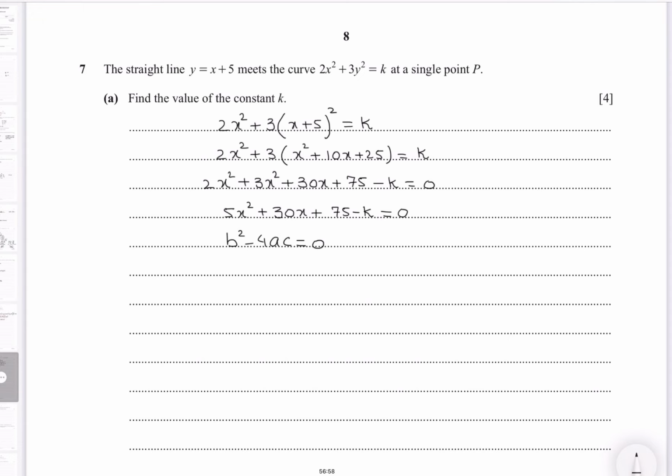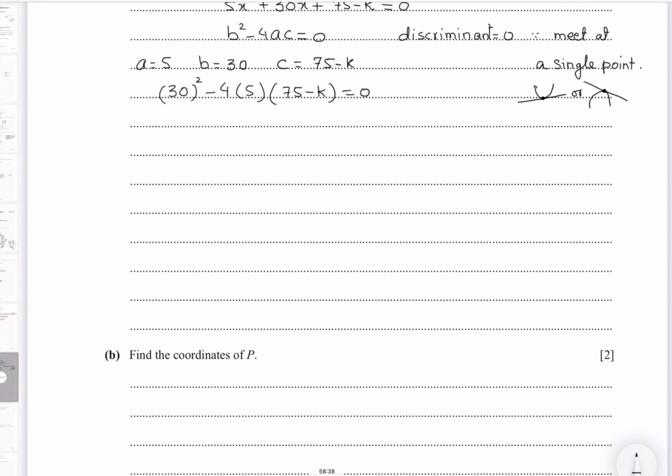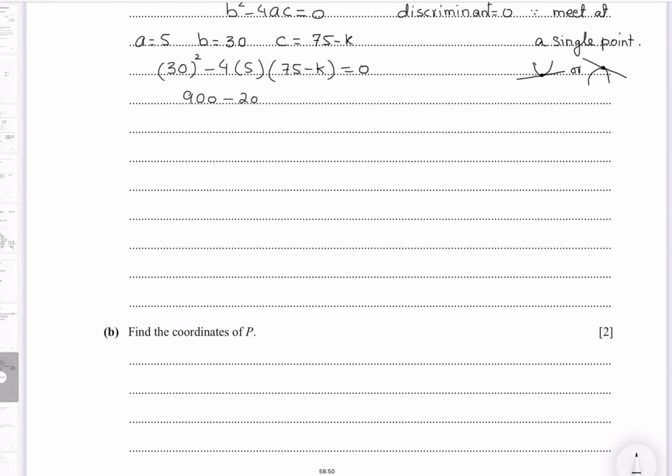So our b square minus 4ac is equal to 0 here, because he says they meet at a single point. So I'm writing discriminant equals 0 because they meet at a single point. It looks like this: curve and straight line. So a equals 5, b equals 30, c equals 75 minus k. So write it in b square minus 4ac. And now simplify it. So your k is 30.